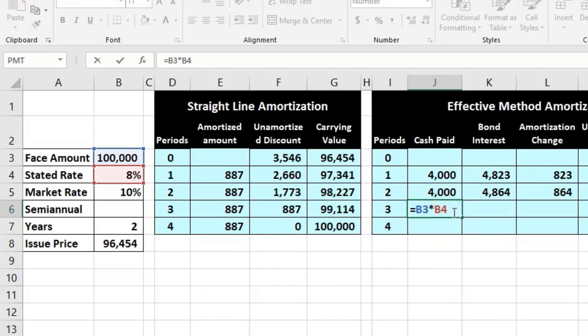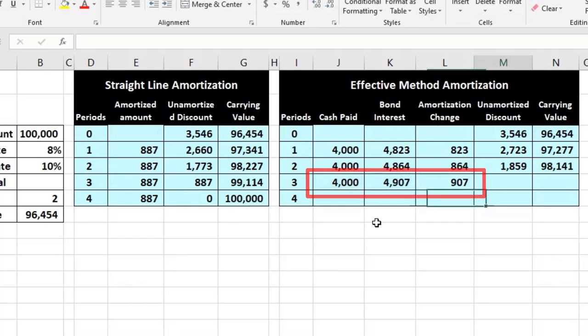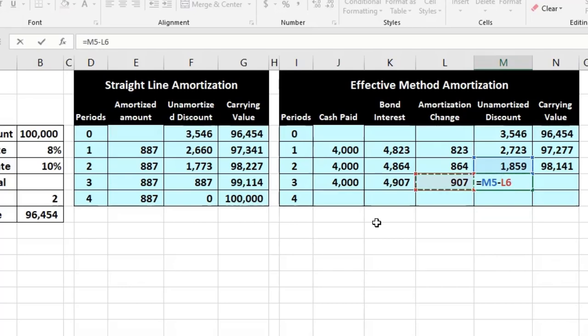Then we'll want to divide it by 2. And then we'll take the bond interest, which is always going to be the carrying amount times the market rate divided by 2. The difference between those two is going to give us the change for the unamortized. And then we'll take the difference between the unamortized before and the change, which gives us our unamortized discount. The carrying amount will always be the 100,000 minus the unamortized.